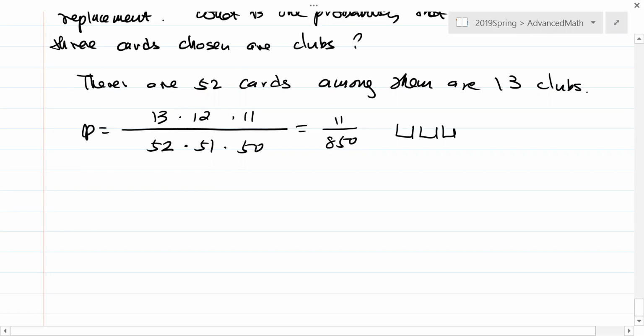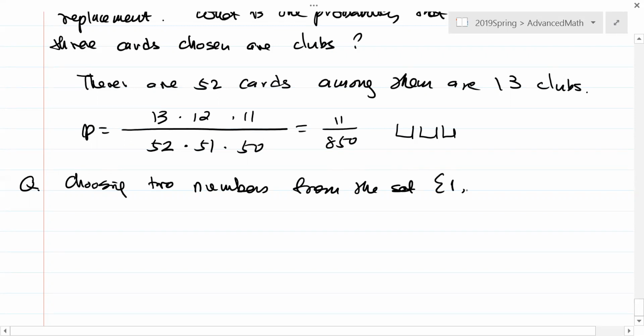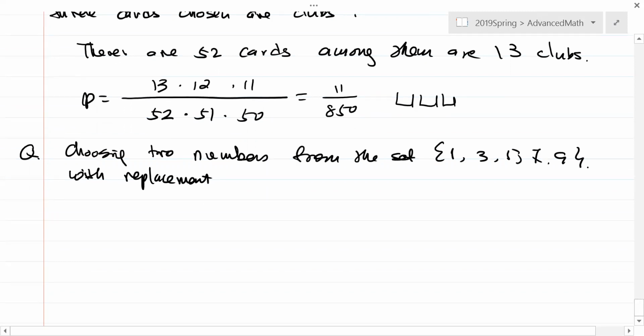Yeah, let's look at another probability problem. Randomly choose 2 numbers from the set 1, 3, 5, 7, 9, with replacement. Now this means those are not objects. It's just a pure pickup, and you just write down the numbers. Okay, what is the probability that the product is greater than 40?